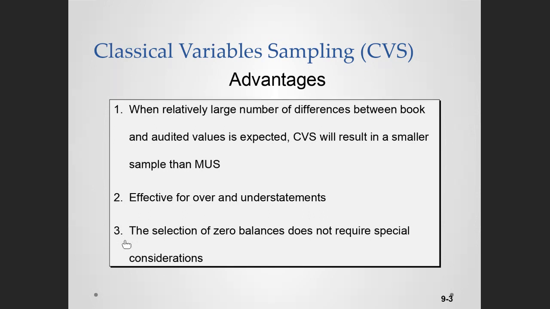The third one is the selection of zero balances does not require special consideration. So remember, in monetary unit sampling, if you have zero balances, you have to select those balances separately. The reason is monetary unit sampling goes after the larger balances. So your sample items would naturally be made up of larger balances. Zero balances you have to select separately. Just because the account is showing zero balance does not necessarily mean that there are no errors. There could be a $10,000 error in a zero balance. Maybe the balance should be 10,000 and it's showing zero. In the classical variable sampling method, you don't have to select those zero items separately. Your sample would automatically pick some zero items, or they have the probability of getting selected. Okay? You can stop me anytime to ask me a question if you're not understanding.